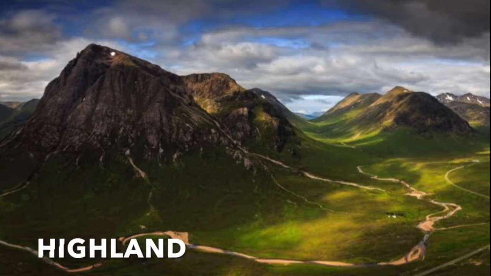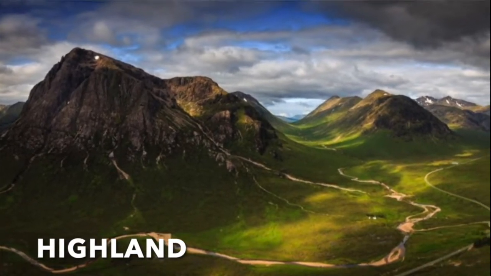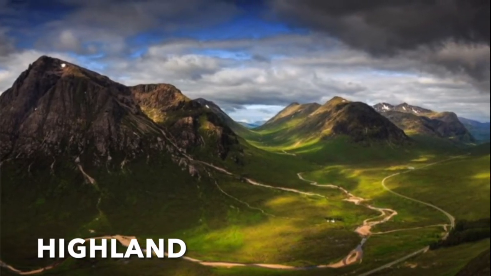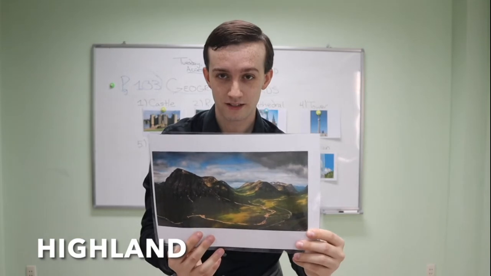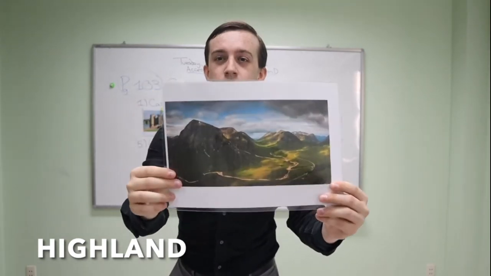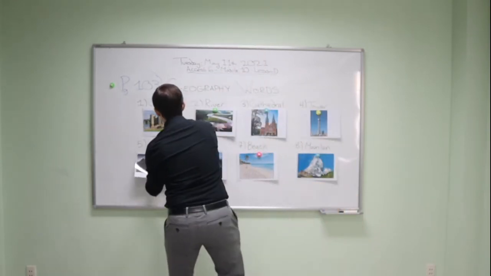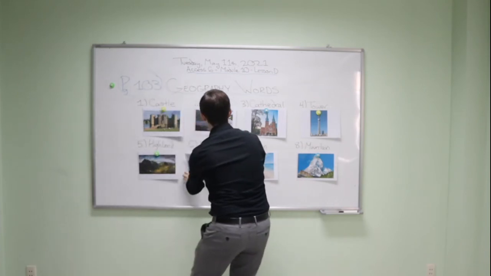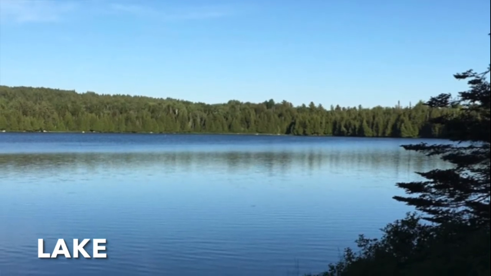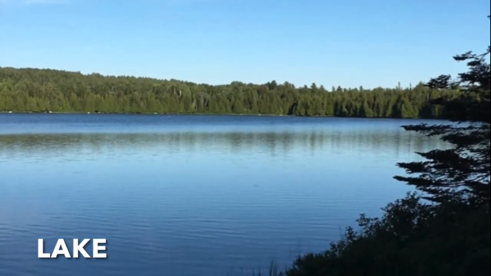Next, number five. Okay, here. Can you see it? It's a place with a lot of hills and mountains. This is a highland. Okay, highland. Oh, right, number six. Here. Do you see?